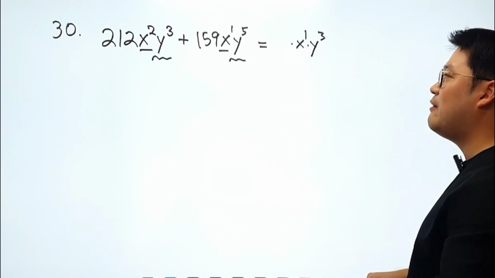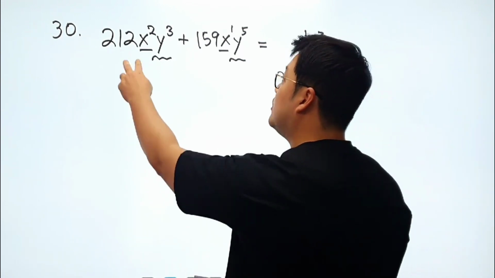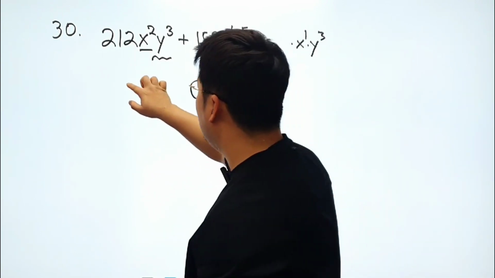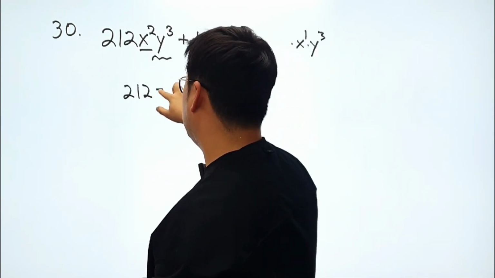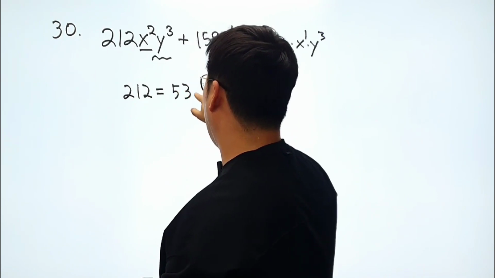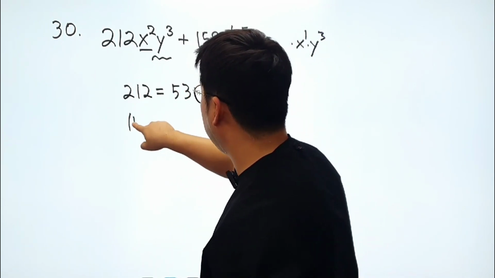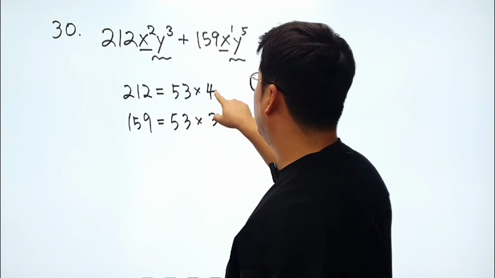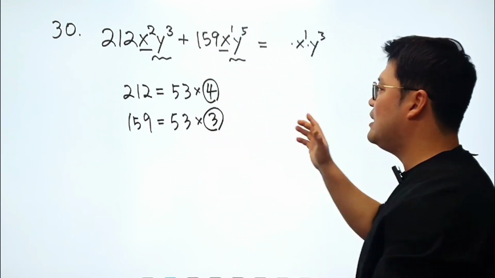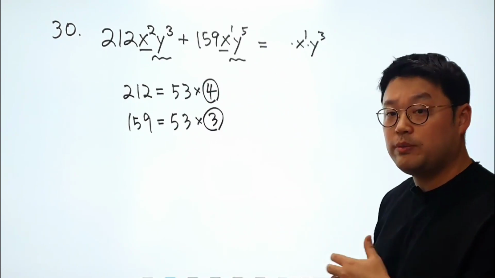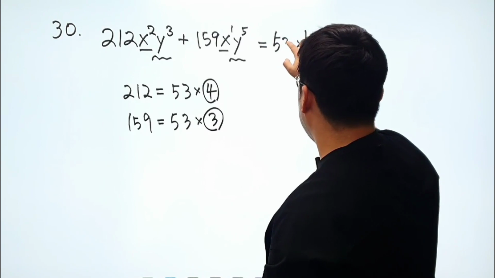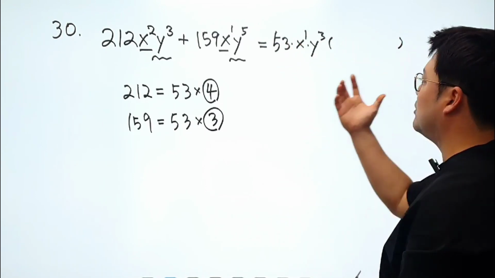But the harder part begins when I have to find the greatest common divisor of 212 and 159. Thankfully, I know that 212 is 53 times 4, and 159 is 53 times 3. So 4 and 3 are relatively prime, and 53 is common to both. So I would say 53 out there.